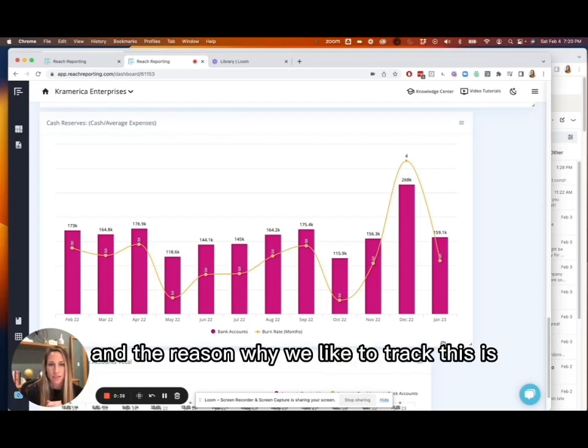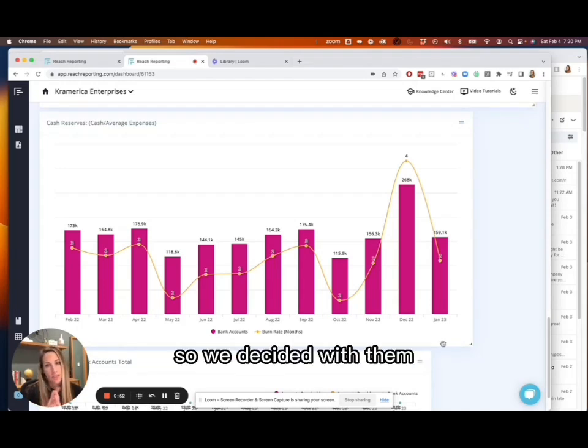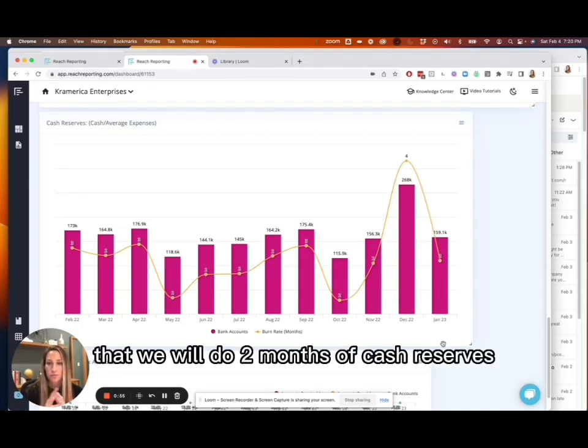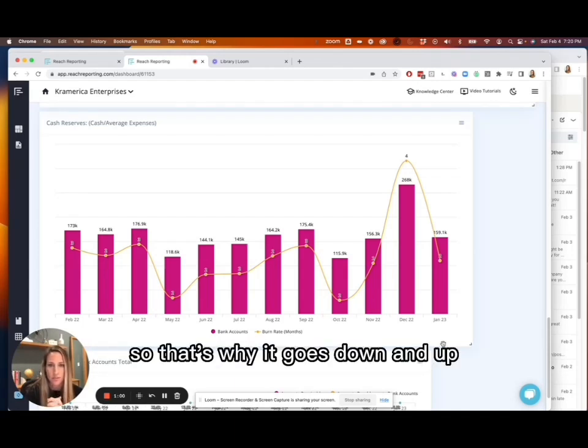The reason why we like to track this is, in this case, this client had very, very low cash risk. They have recurring revenue, they have cancellation terms in the contract, they have access to capital, they're doing all the things right. So we decided with them that we'll do 2 months of cash reserves. You can see it usually is around 2, and it's rounded, so that's why it's just 2 goes down and up.